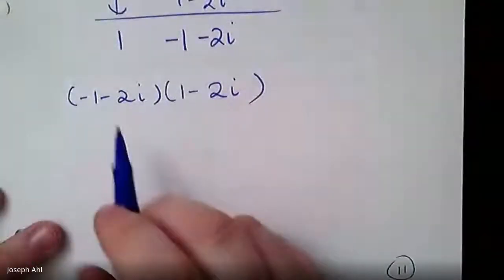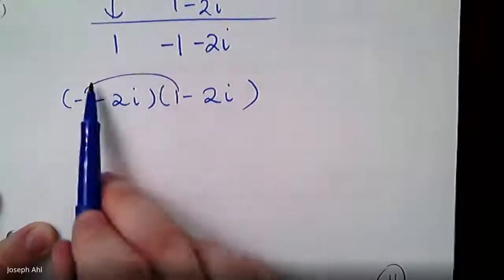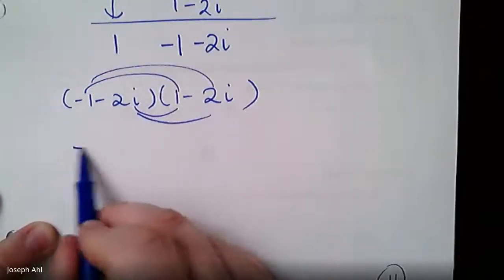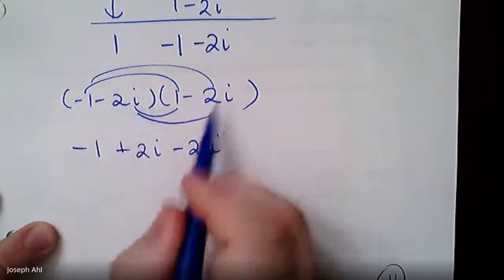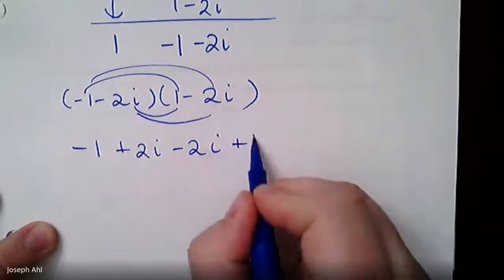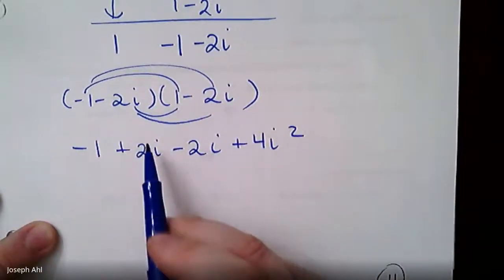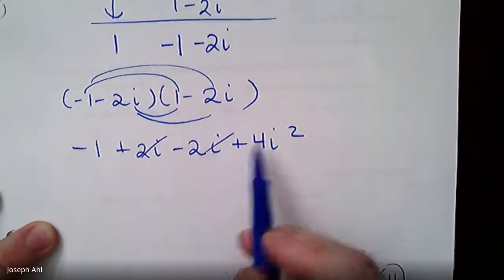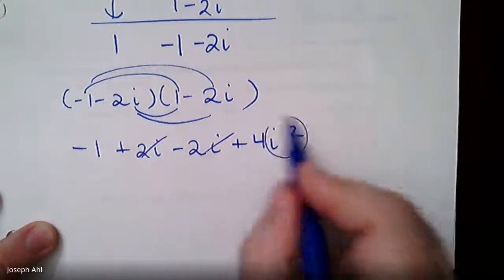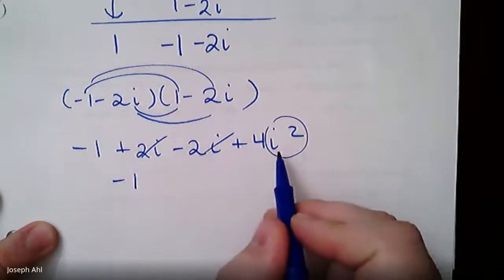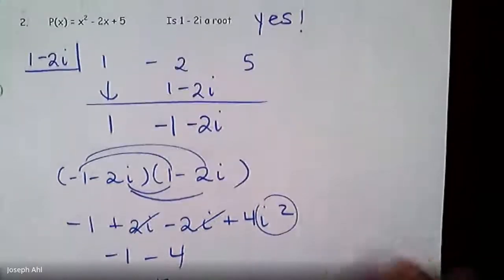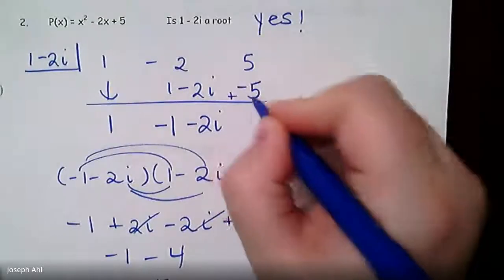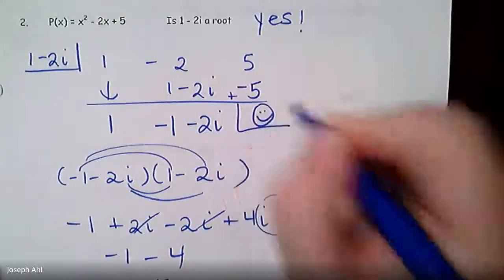Okay, so we're going to get, if I do FOIL this time instead of box method, -1 plus 2i minus 2i, and at the end that's going to be plus 4i squared. Well, 2i and -2i cancel. Oh yeah, and i squared is -1. So 4 times -1 is -4, which is a total of -5. And as soon as I know that that's -5, we like that because -5 plus 5 is 0.